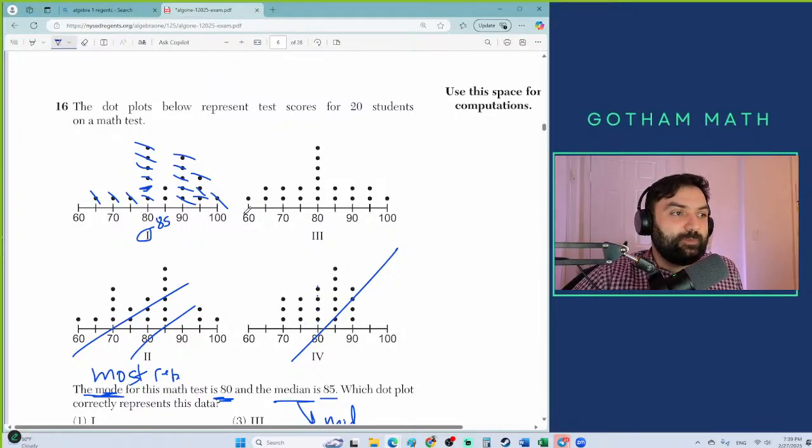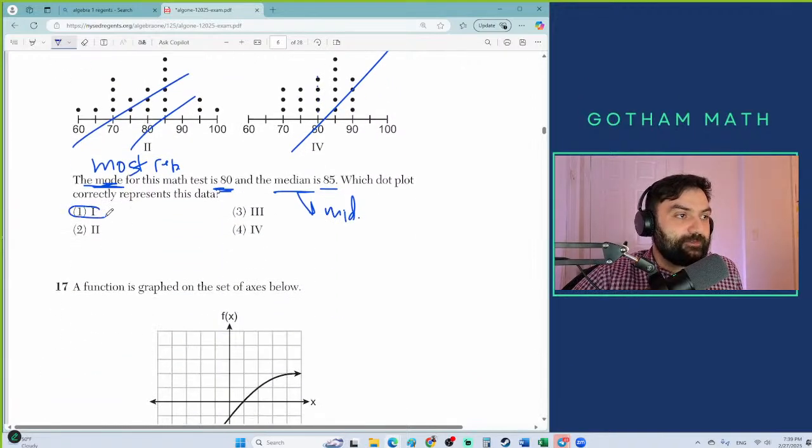Again, eliminate one by one from the end and from the beginning. The answer is 1. Pretty simple. Mode is most, and median is middle.